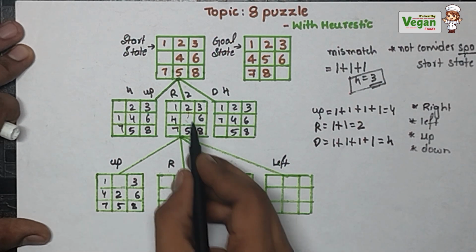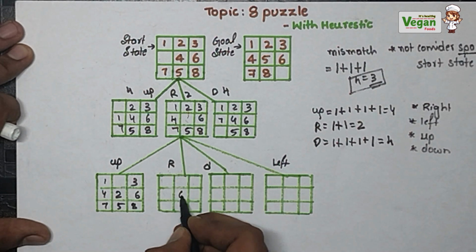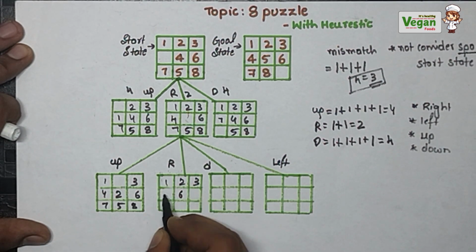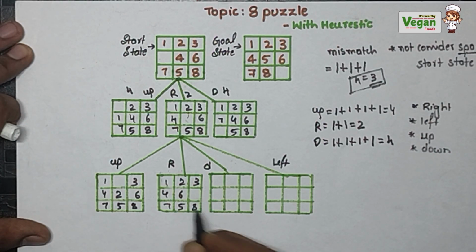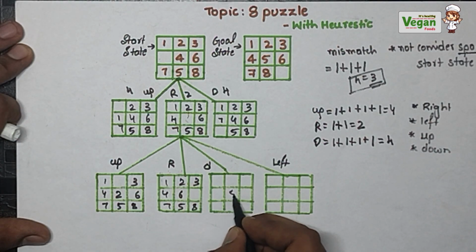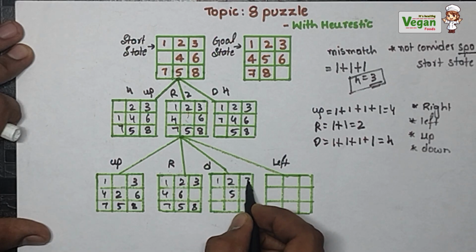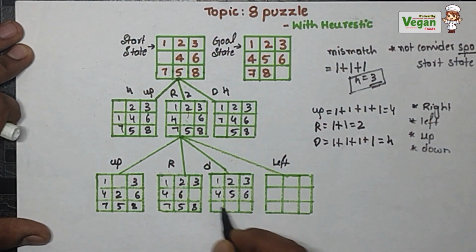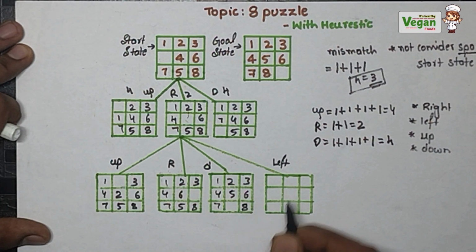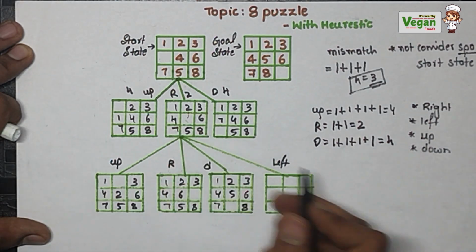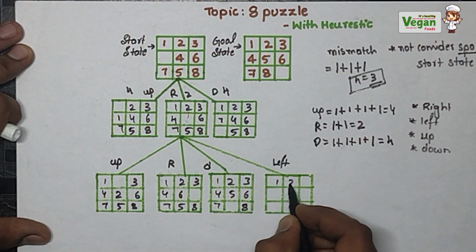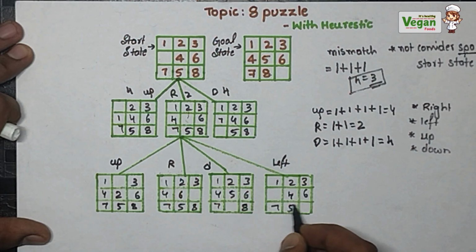Next, right side means 6 and free space will be swapped. 1, 2, 3, 4, 7, 5, 8. Next, downside means 5. So 5 will be in the place of space and space will go to 5's place. Next here, it will be left side. So 4 will come here. 1, 2, 3, 6, 7, 5, 8.